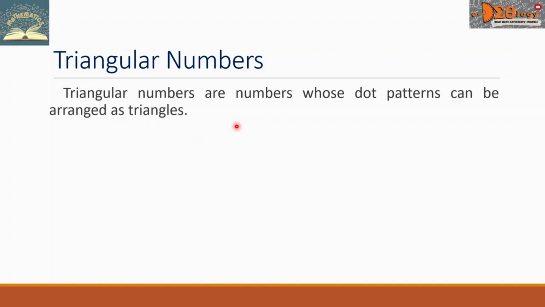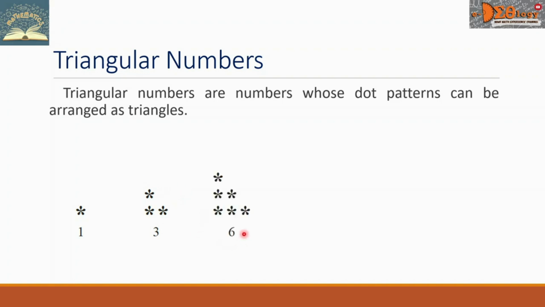Let's have some examples. The number 1 corresponds to 1 dot, and this is the first triangular number. Another number is 3, corresponding to 3 dots. Then we arrange the 3 dots in this way so that it will look like a triangle.